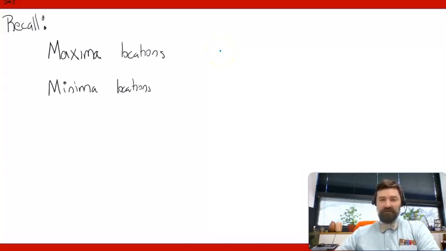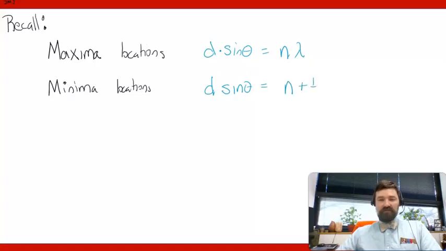All right, the maxima locations are given by the equation d times the sine of theta is equal to the order n times the wavelength lambda. And the minima says that d times the sine of theta is equal to n plus or minus 1/2 times lambda. So recall that n is an integer value, so any integer, and it stands for order of maxima.